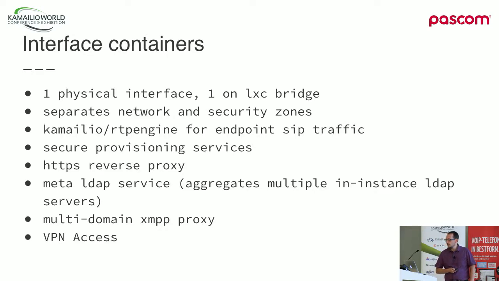An interface in our world is a special container that always has two interfaces. One of them is always a physical interface on the host. So we're not doing MACVLAN or something like that, except you dedicate one physical interface for routing traffic into your system. If you have multiple network zones, you set up multiple interfaces. If you have VMware, of course, a physical interface is not really a physical interface. It can be a VLAN or something like that. Okay, so we use it primarily for separating network and security zones.